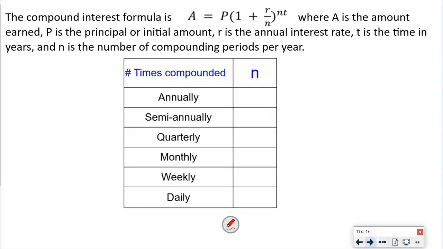All right, so the next one has to do with compound interest. Now this is important because when you guys go to buy your first car, they're going to give you different ways of purchasing it if it's a brand new car. And so how things are compounded is really important.